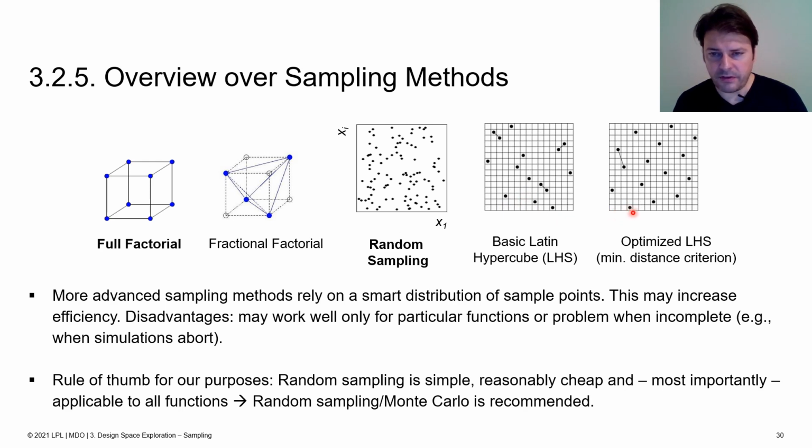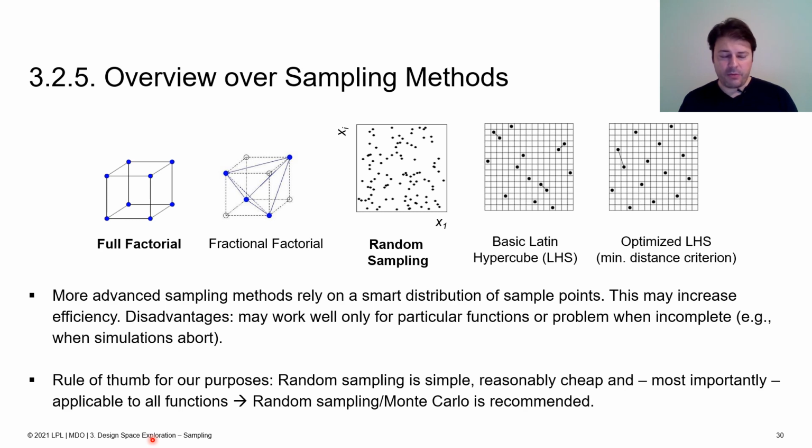And also for optimized Latin hypercube sampling, where you explicitly try to minimize the distances between sample points to get a good coverage of your design space, even that does not significantly improve the results of high-dimensional design problems, in my opinion. But there are other opinions out there, and I guess it depends a lot on the particular problem that you're trying to solve or that you're considering which method works best.